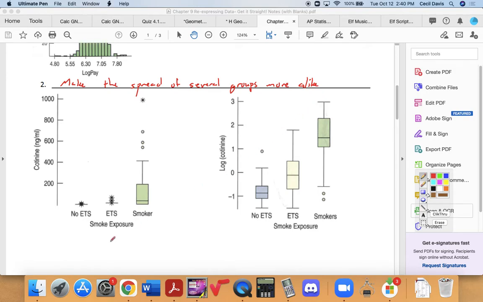Oh, exposure to smoke. What do the stars mean? Those are far outliers. So what's going on with the first two? Well, because of the scale that we had to use, it's so compressed that there's just not much in there.